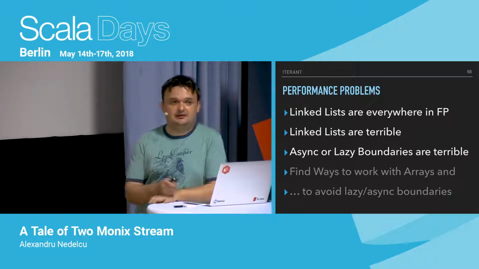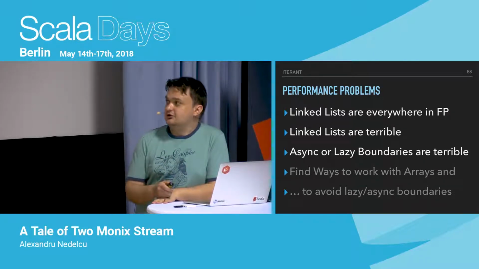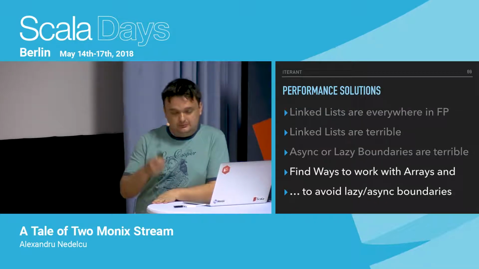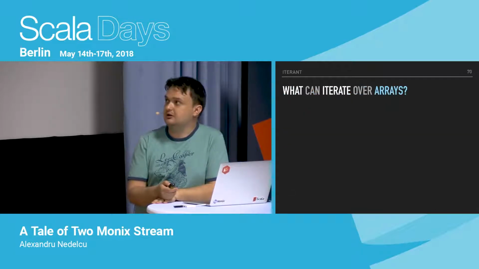The problem is that it's basically a linked list. Linked lists are terrible for performance, and it's a linked list that introduces lazy or asynchronous boundaries at each step, and those are terrible as well. So in order to make stuff more performant when working with functional programming, we really need to find ways to work with arrays and to avoid essentially lazy asynchronous boundaries.